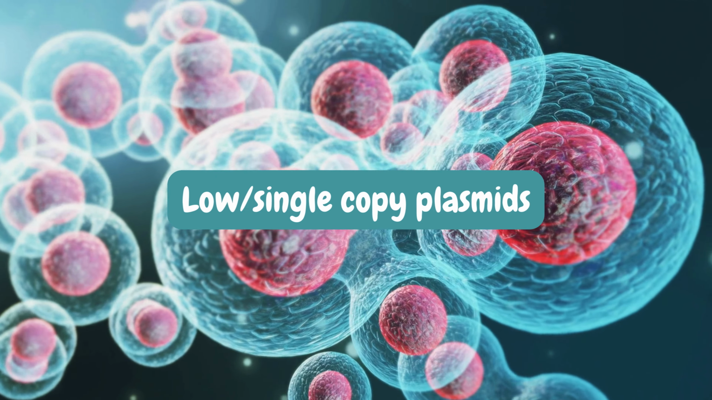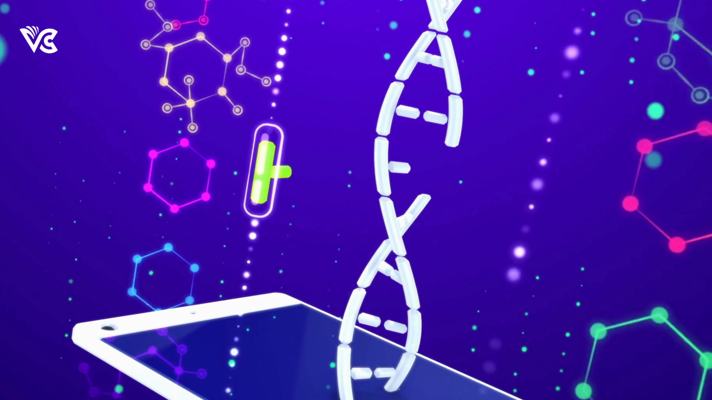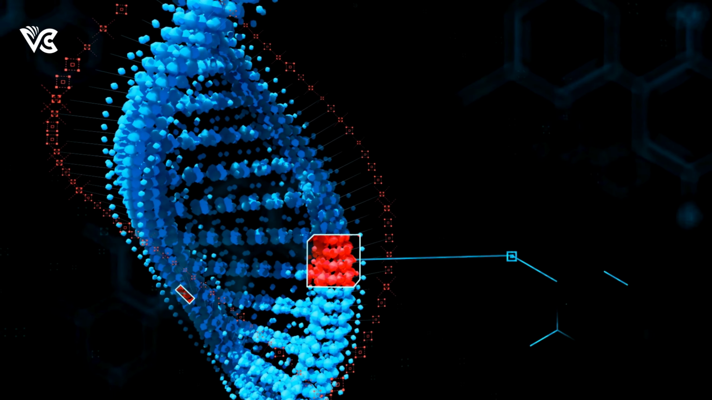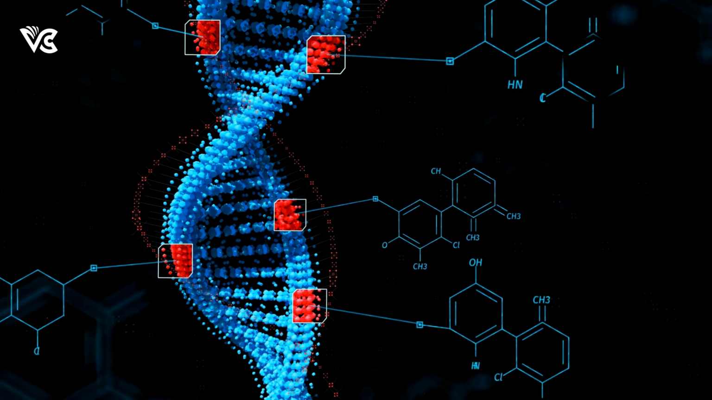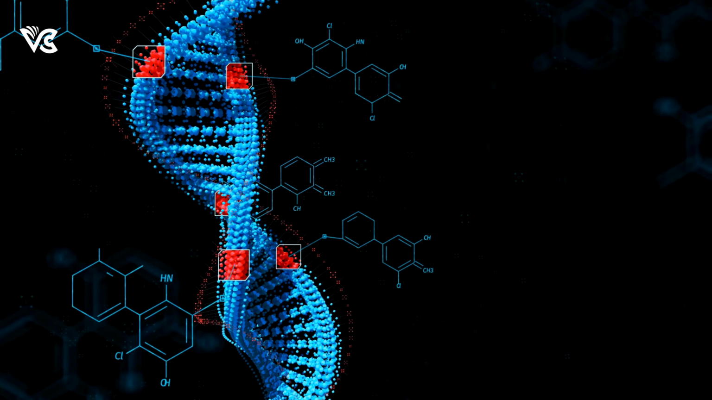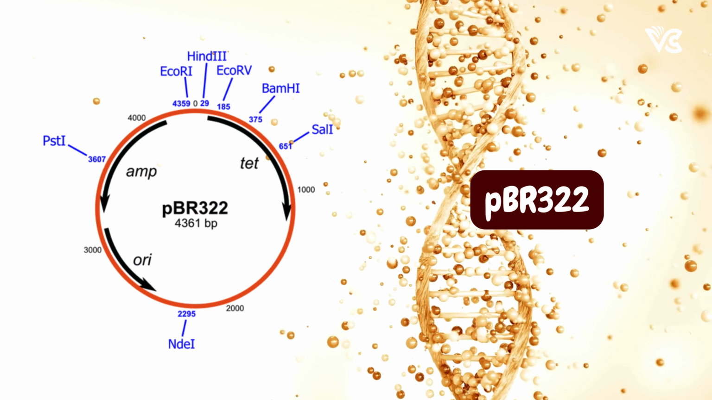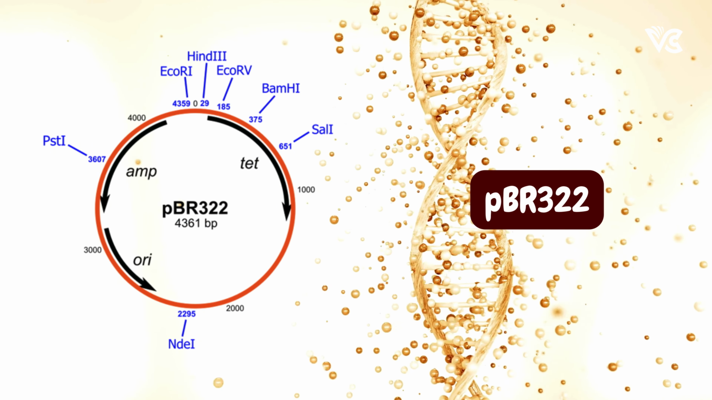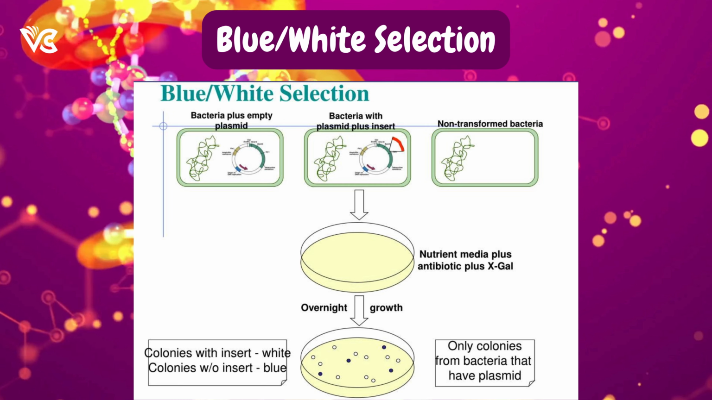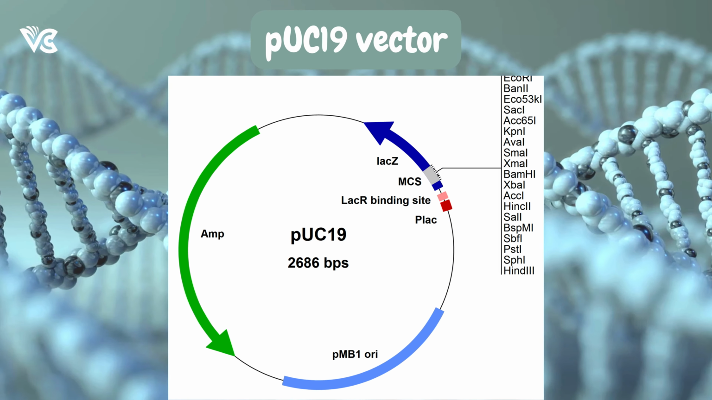For gene cloning, plasmids are engineered to enhance their utility by adding features like selectable markers for identifying successful gene inserts and multiple cloning sites for inserting foreign DNA. One of the first and most famous plasmids modified for gene cloning was pBR322, which was designed to be smaller and more efficient than its predecessors. Further advancements have introduced features like blue-white selection to simplify the identification of cells that have successfully incorporated foreign DNA, exemplified by the pUC19 vector.